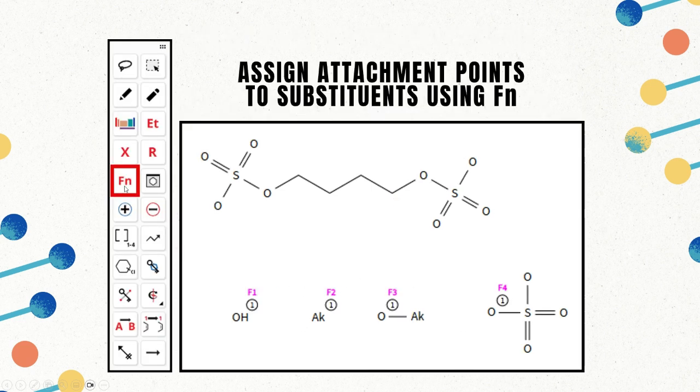I'll then use the fragment tool, which is this FN tool that's found in that left-hand side menu of the structure editor. And at each point that I want the attachment to occur, I'll go ahead and click that, so I can see that I've assigned F1 through F4 here.